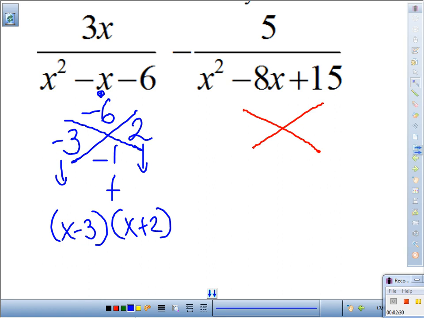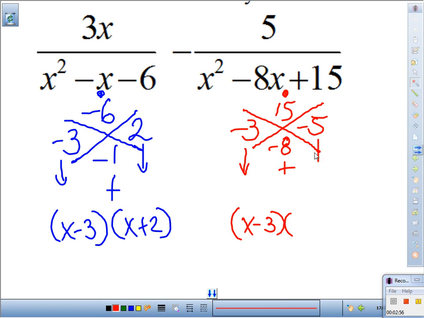All right? Let's factor the second one. We have 15 and -8. What factors of 15 add up to -8? Very well, -3 and -5. And does this have a coefficient? No, it's just an invisible one. So therefore the shortcut would be x minus 3 and x minus 5. Are we there so far?